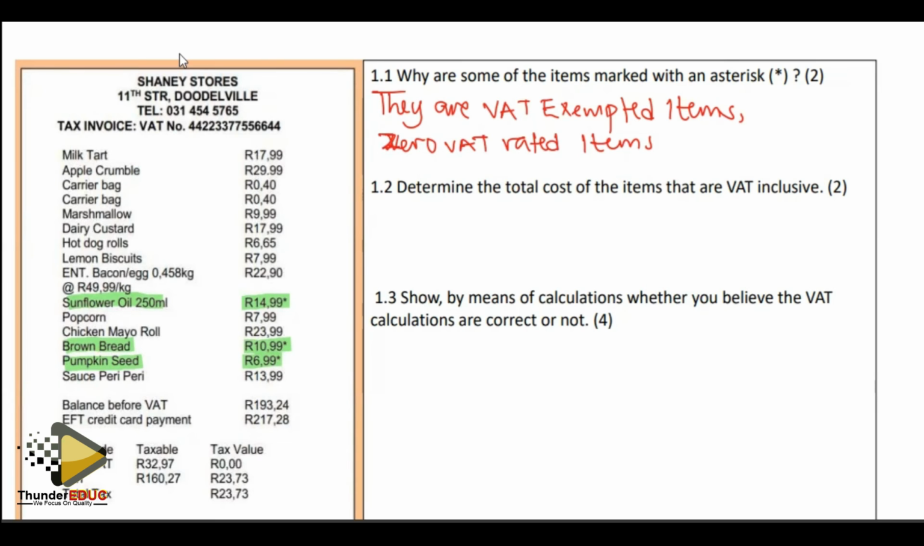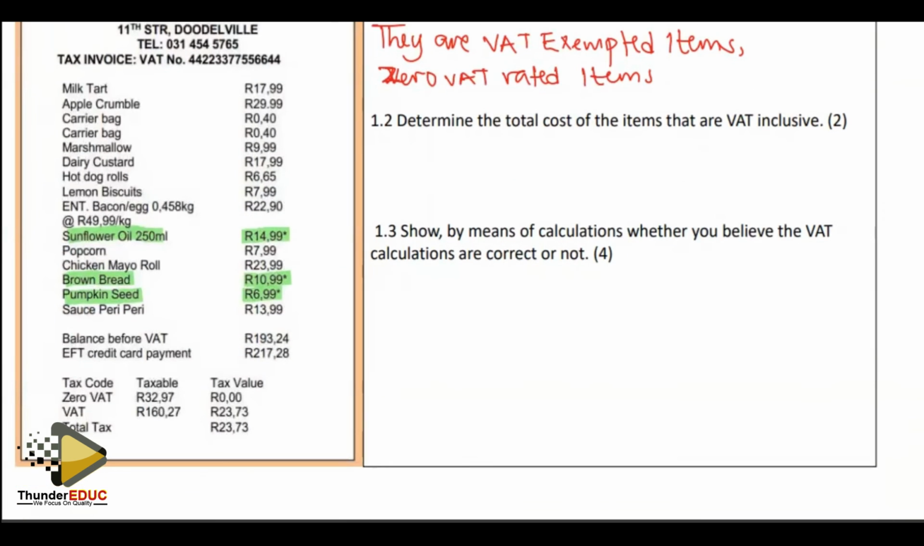All right, 1.2, determine the total cost of the items that are VAT inclusive. So what we're going to do here, so simple, let's see. It's right here. So the VAT is this much, and this is the total of VAT inclusive items. So just write it there. The reason why I took it off is it's 2 marks. It's not that much. Or someone can add them up and find out the answer.